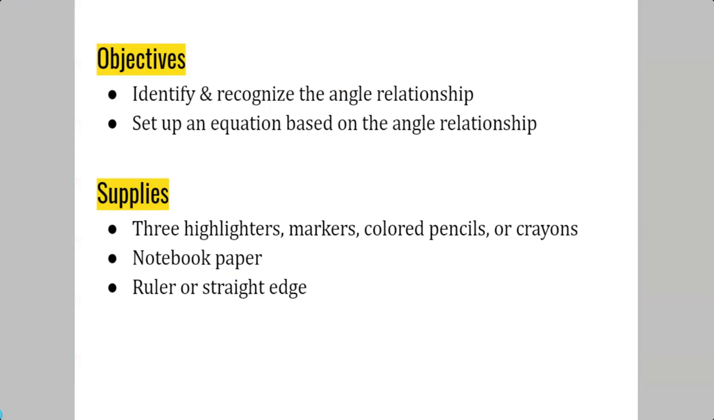So we want to be able to identify and recognize the angle relationship itself and actually name it. And then we also need to be able to set up an equation based off of the angle relationship. For these notes, it's going to be really helpful if you have 3 highlighters, markers, color pencils, or crayons, something that you can mark with, obviously your notebook paper, and then if you are a perfectionist like me, a ruler or a straight edge.